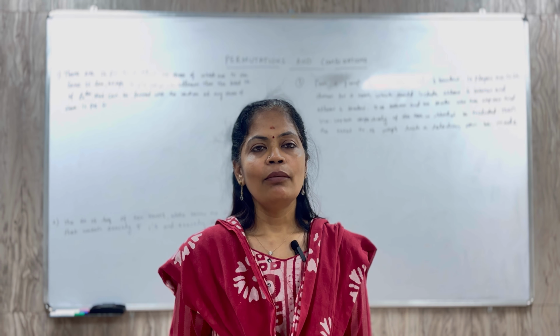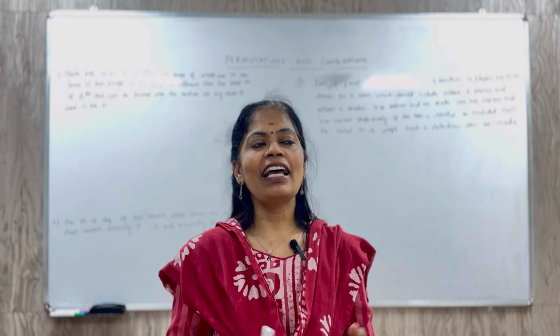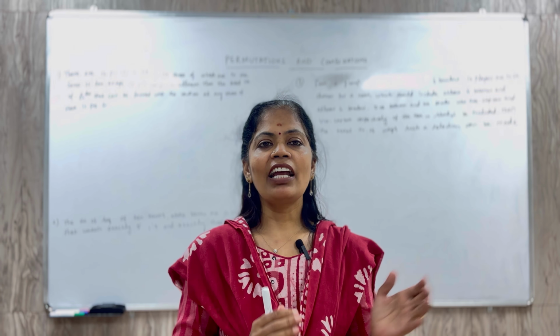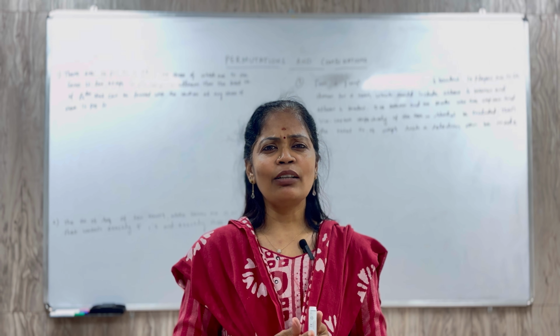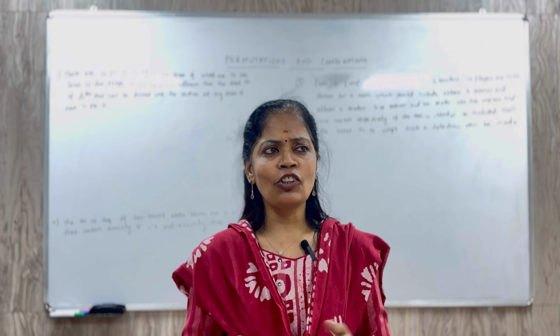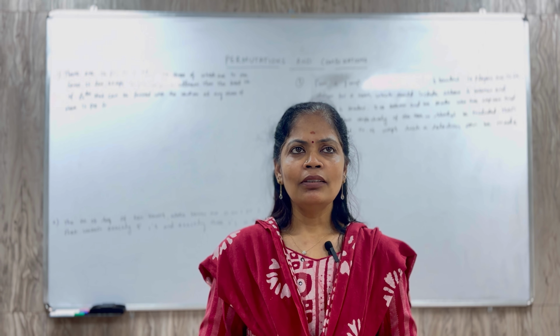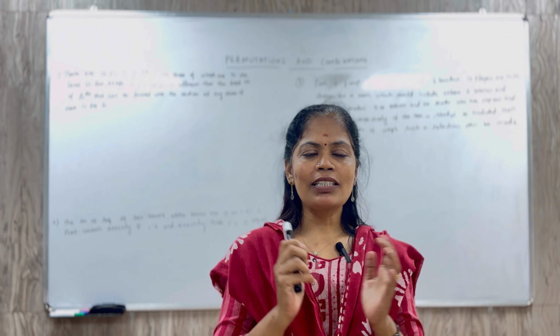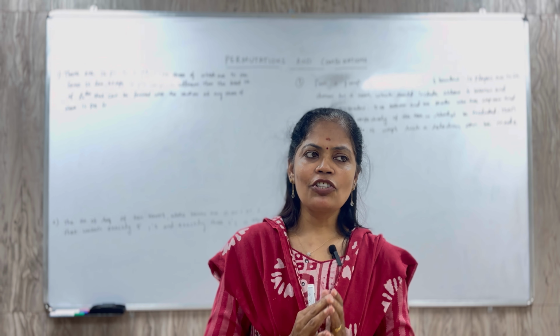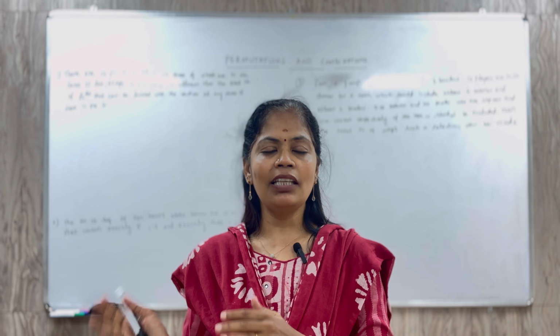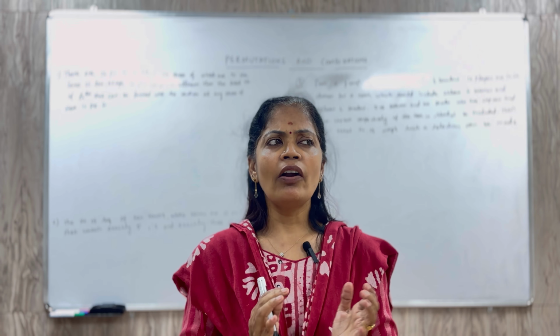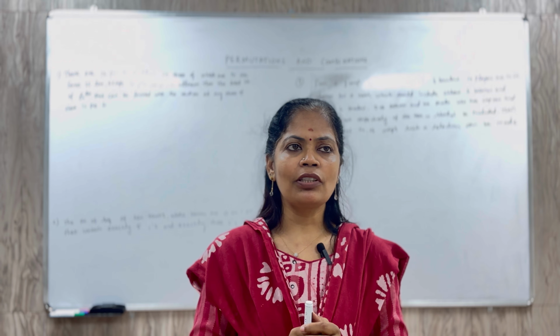Children, most of the children have doubt where I have to use permutation, where I have to use combination, in what kind of problems will come in permutation and combination. So, permutation and combination look similar, right? Permutation, everyone knows, is called arrangement, arranging the things in order. So, order matters here in permutation.